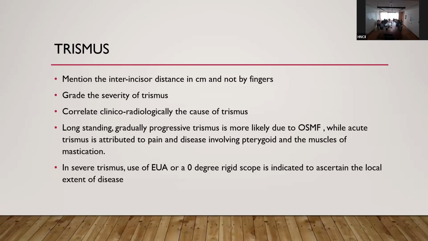So you should know why the trismus is happening, whether it is long-standing. That can be because of submucous fibrosis, while acute can be due to pain or because of infiltration of the pterygoid musculature. In severe trismus, you should keep in mind that we might require an examination under anesthesia. If it is because of pain, under anesthesia the mouth will open better, so we can know the extent of disease better. Or we can use a 0-degree rigid scope. If it is because of fibrosis, his mouth opening is not going to improve even after anesthesia. In those cases, a 0-degree scope can be put inside his oral cavity, and that can help to ascertain the local extent of disease.